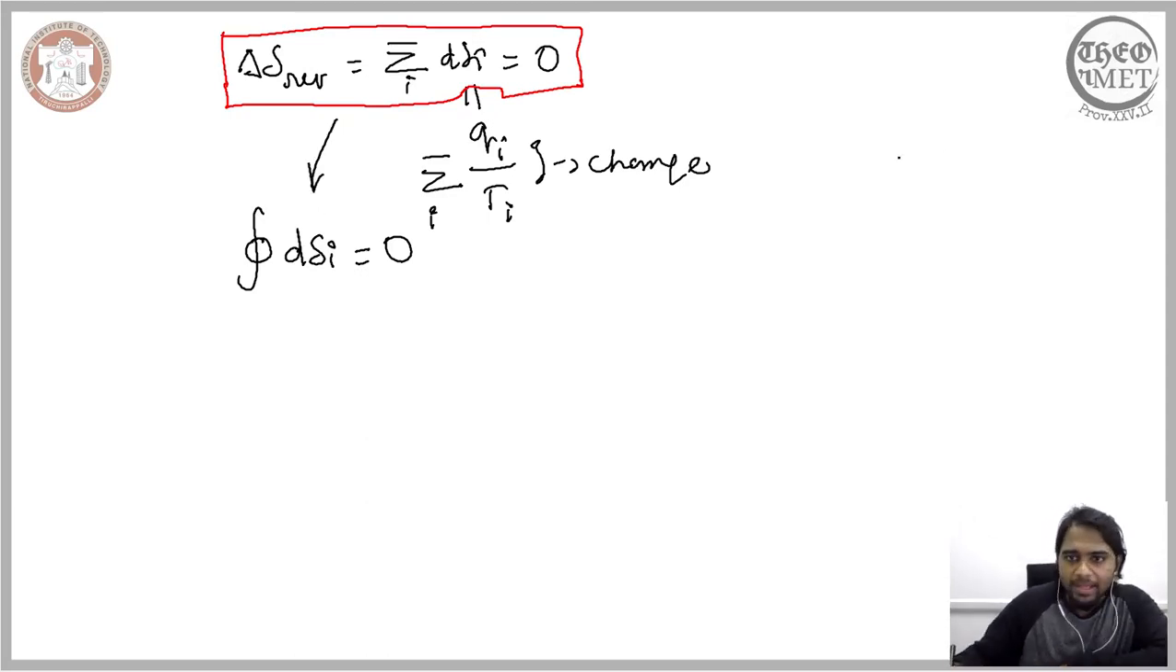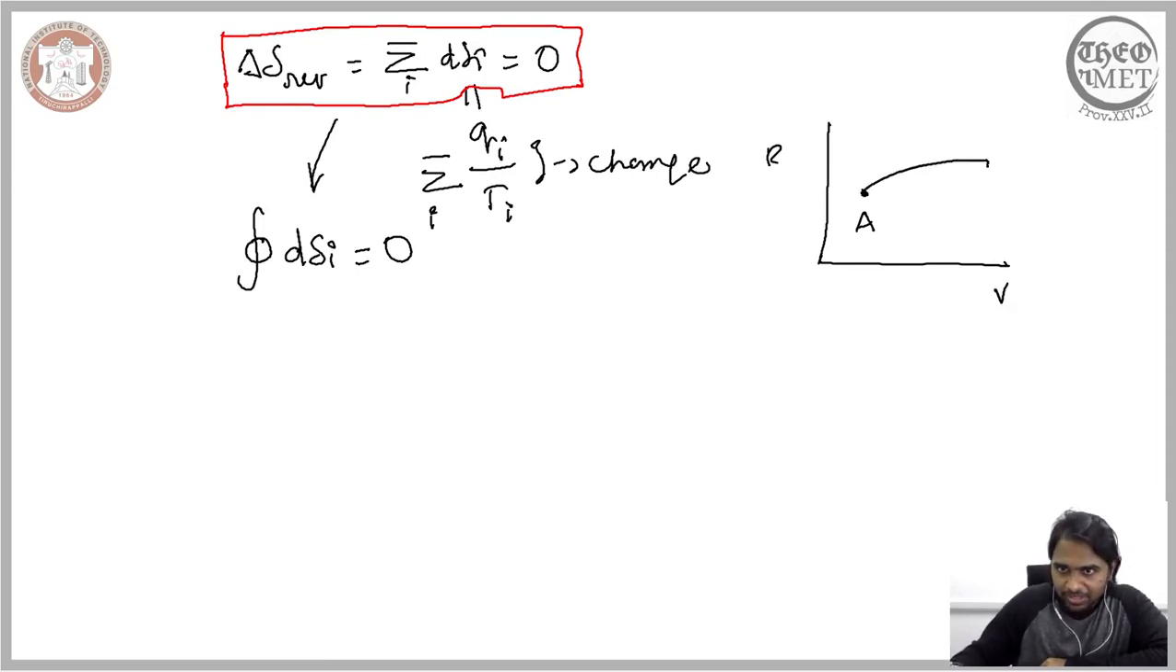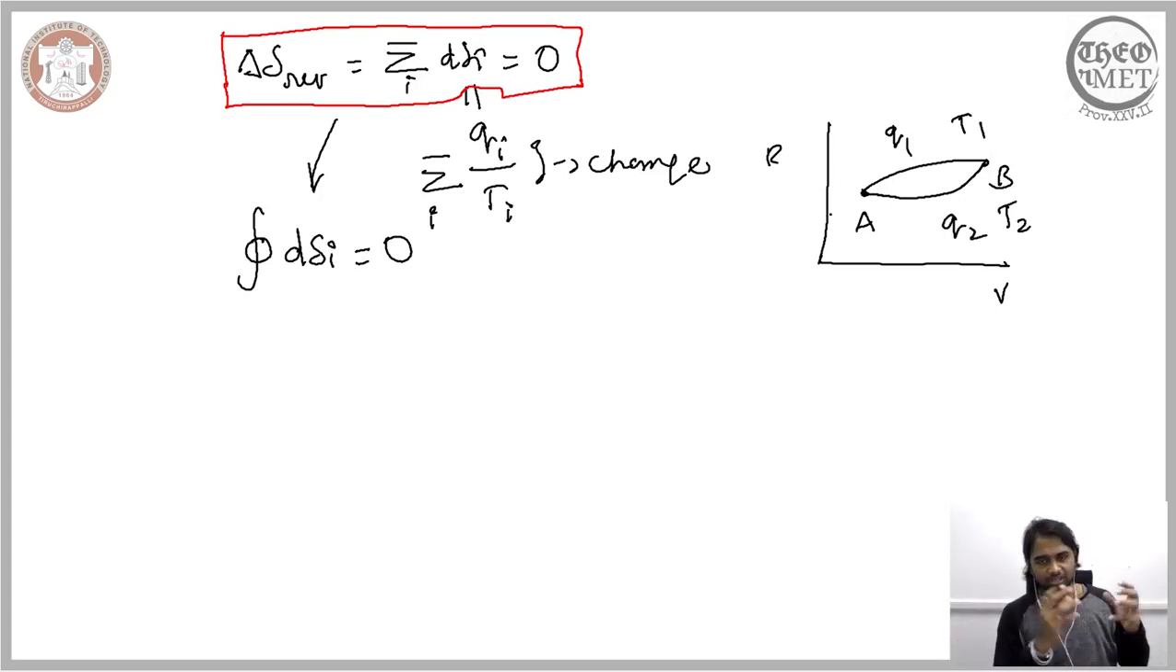Now let us go back to the simplified Carnot cycle that we have. We start at state A and we move to state B by transferring a specific amount of heat, and this is carried out at a specific temperature T1, and we remove the heat Q2 and we go back to the initial state A.